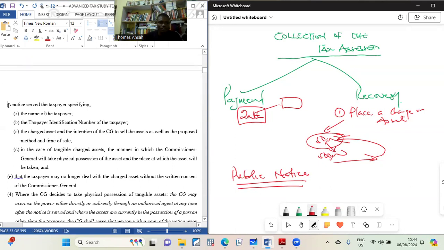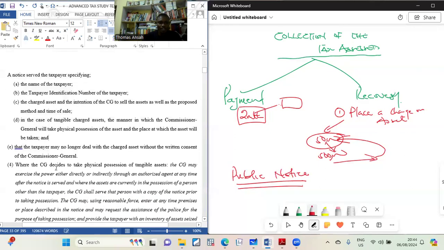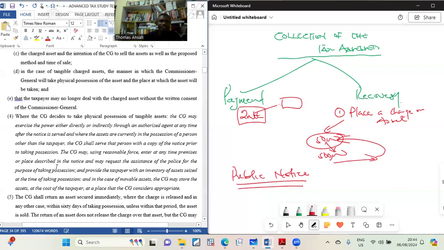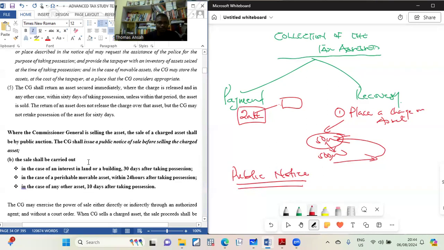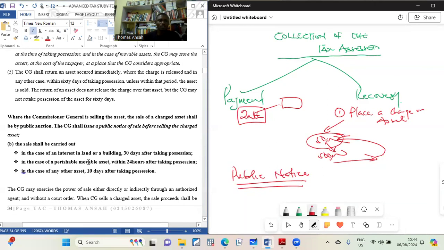Of course, the notice is served on you with all the details: the type of asset, the charge, and everything that he has put on. You don't need to memorize all these things. You just need to understand and state the legal position of that. Paraphrase with your own understanding of how it is supposed to be. So that is it.